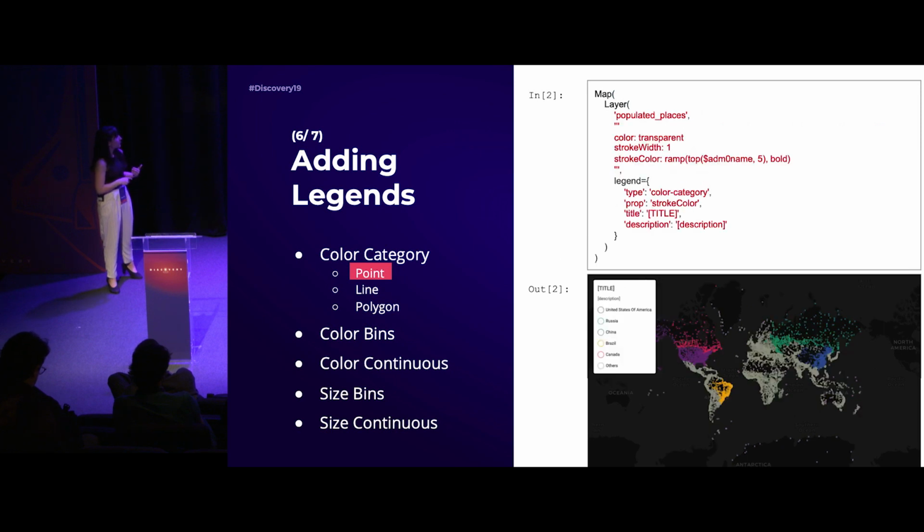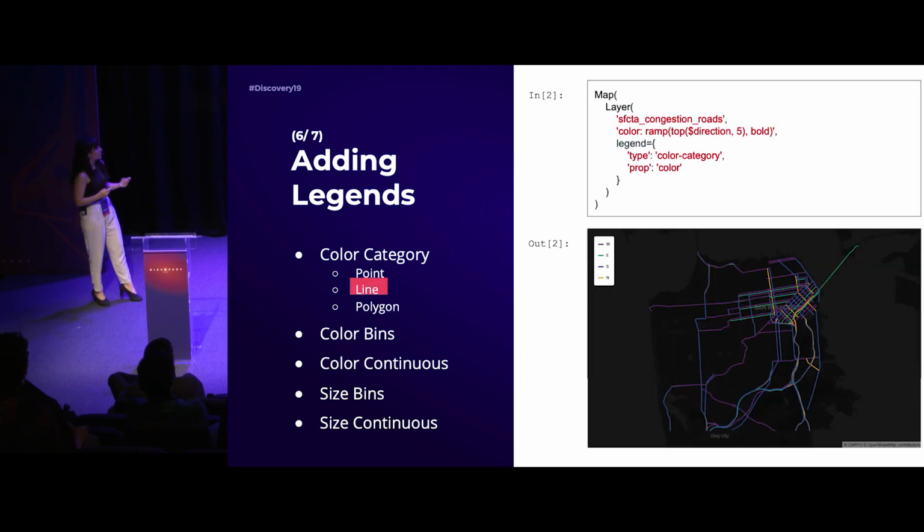So in this case, instead of using the color property, we are going to color by the stroke color property, and we are also not only going to add a title, but also a description, and we can see how the legend matches the style that we are applying to the features.